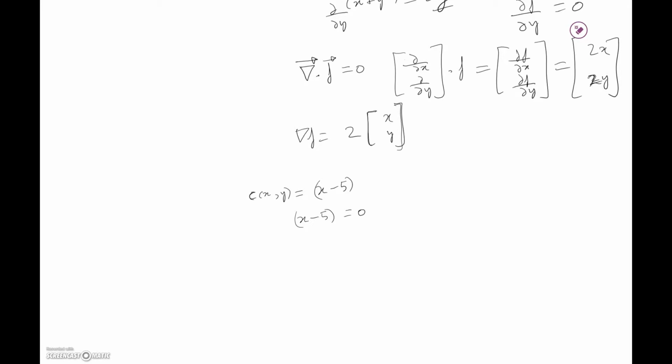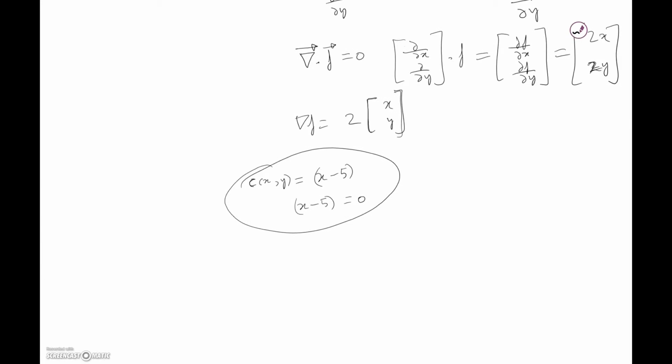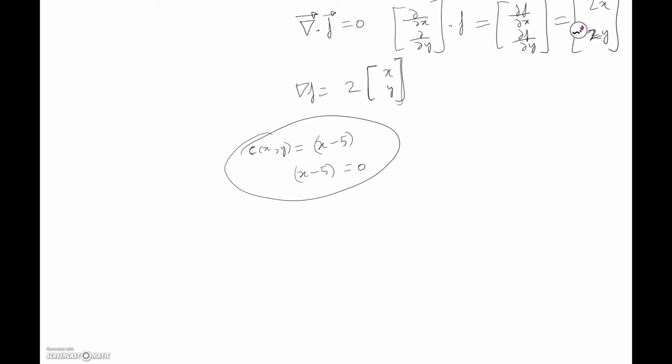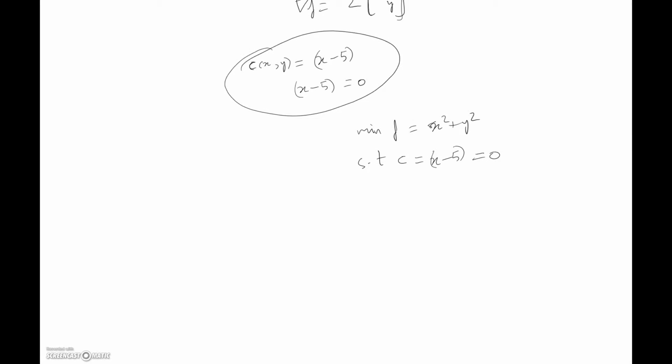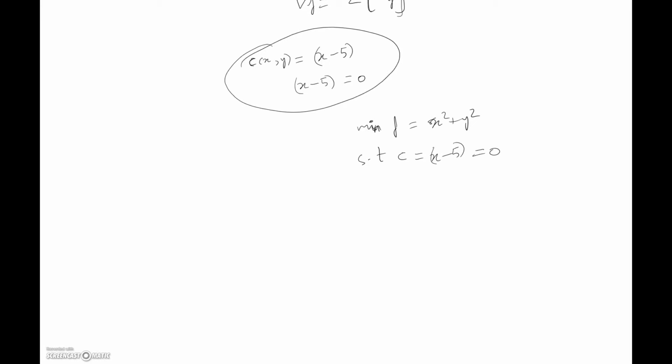Now how does this constraint affect our optimization problem? Well, now you can frame your optimization problem as minimize f equal to x squared plus y squared, subject to c equal to x minus 5 equal to 0. And this is where we use a concept called Lagrange multipliers, which basically state that in order to solve this constraint optimization problem, and we are only taking equality constraints for now, you can generalize it to inequality constraints too.